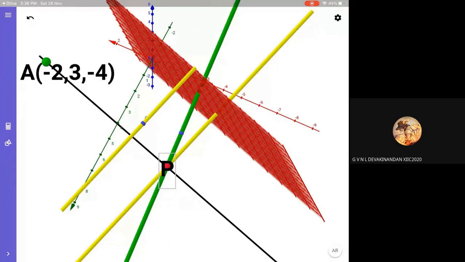So whenever you get a question, you bifurcate the question into two parts. First part is what is to be found. Second part is what are the conditions given in the question. The first part, what is to be found, is the distance AP, which is parallel to the plane, that you have to find out. Now, what is the given condition? The second part, that is, the condition is that AP is parallel to the plane.